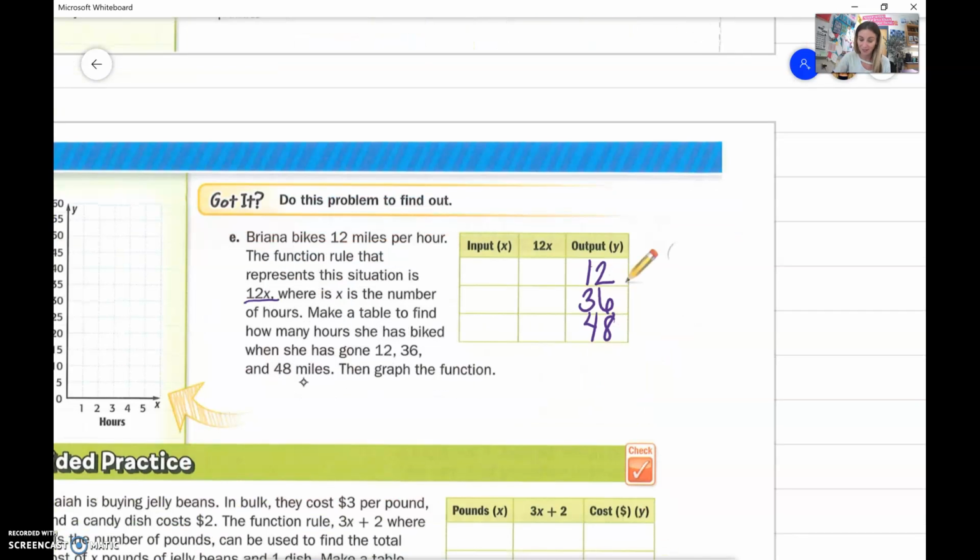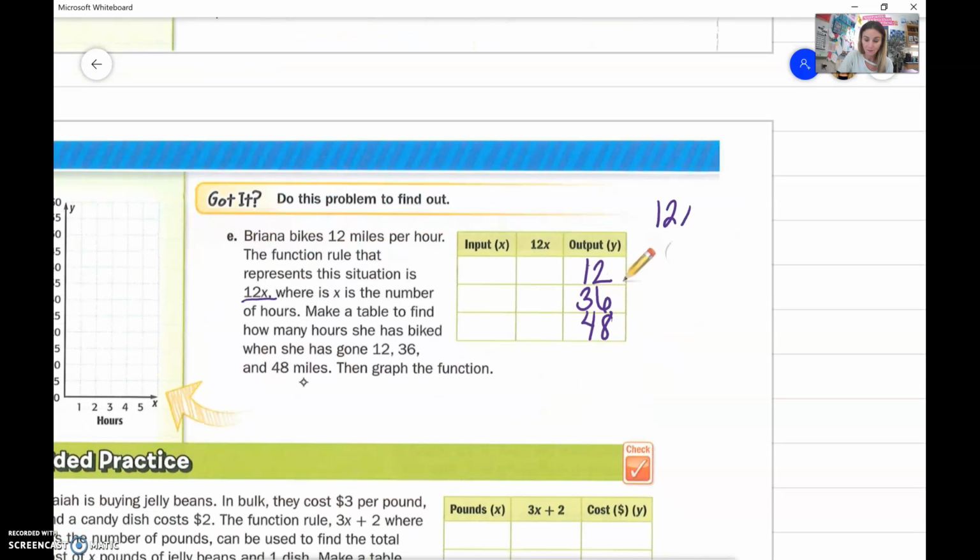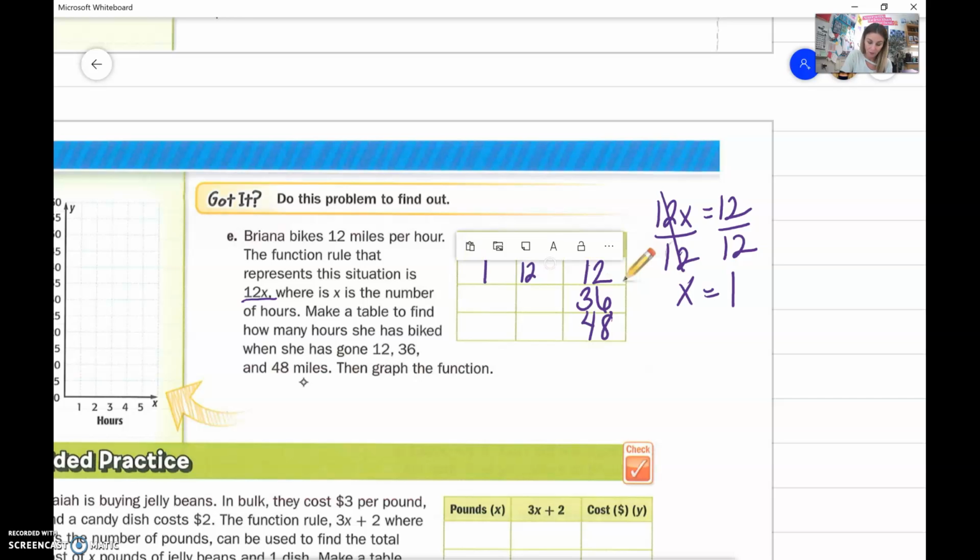Excuse me. So here we go. We're going to solve this. 12x equals 12. We're going to divide each of these by 12. 12 divided by 12 is 1x. 12 divided by 12 is 1. We believe that the input is 1. So 12 times 1 is 12. That works, okay? So my first one, we know, and I'm just going to mark over here, my ordered pair is 1, 12. Okay, let's do the next one.